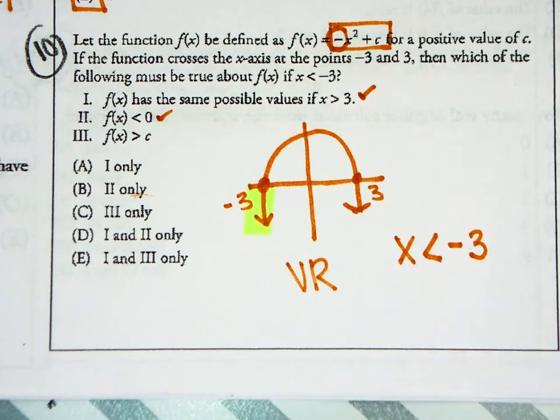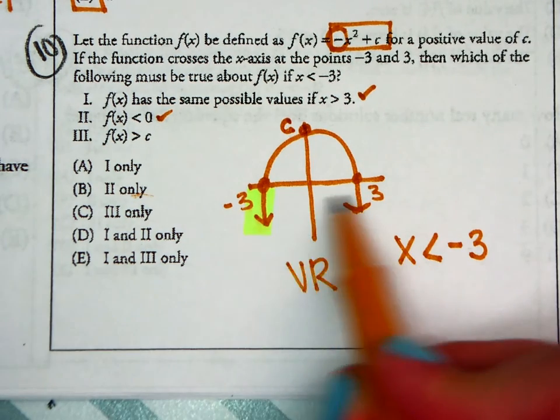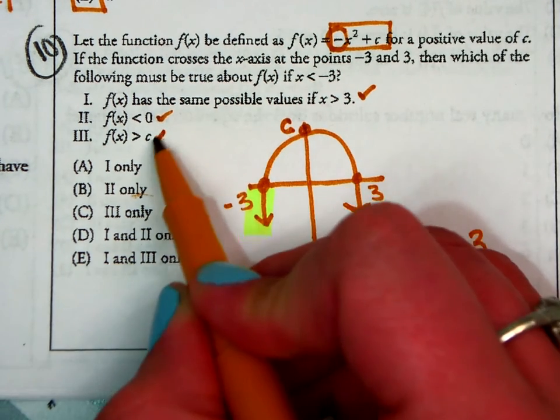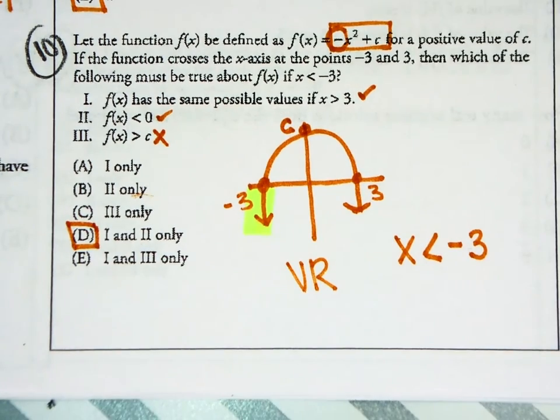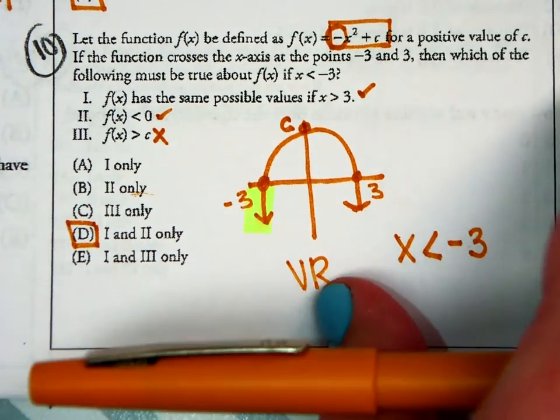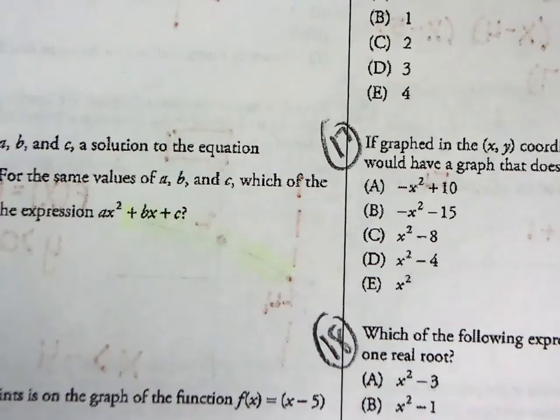F of x would equal c. Well, we know our c value is up here and it's positive. These values will always be negative. So this is in fact not true. So the correct answer is D, option 1 and 2 only. All right, on to the back. Number 11.